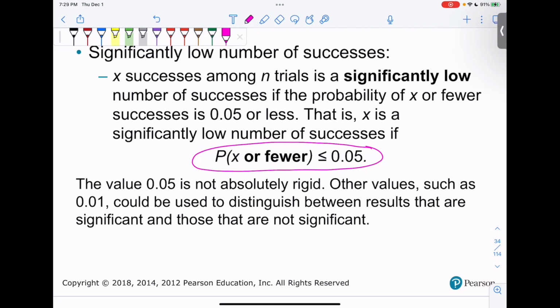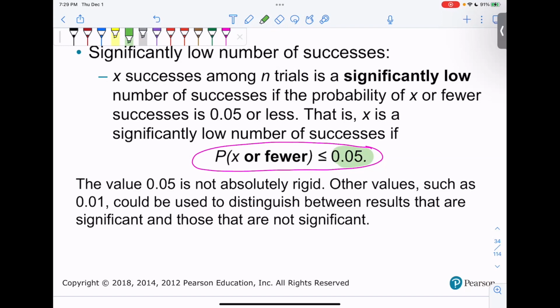If we find that the probability of X or fewer successes is less than or equal to 0.05, that means the probability that those events happened by chance is small. So we allow a margin of error of up to 5%. If it's greater than this value, then we cannot say it's significantly high or significantly low. This 5% is just a value, it might be smaller or greater.